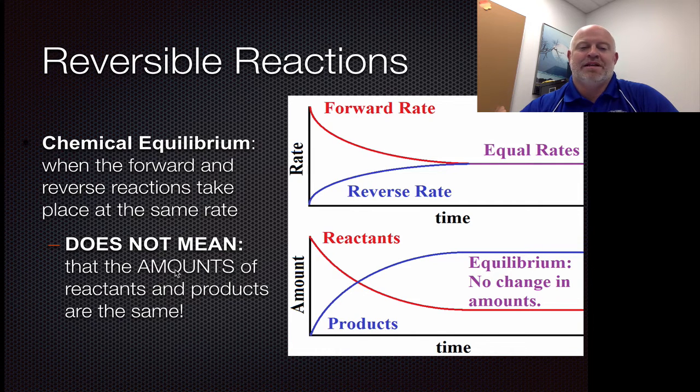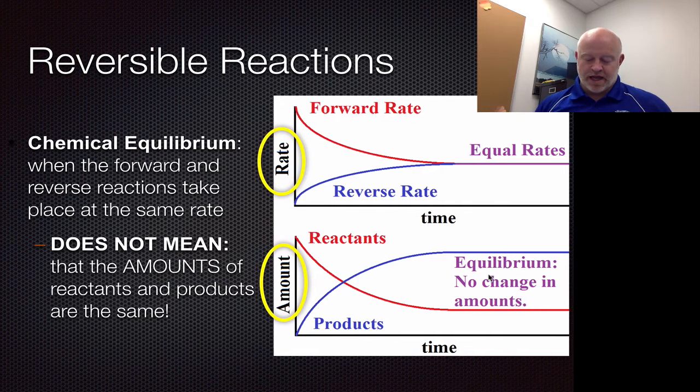It does not mean equal amounts, okay? If we look over here, if we graph rate versus time in a reaction, the purple represents equilibrium. It's when you have a flat line. So you have equal rates. Down here, if we graph the amount, when the flat line hits, we have equilibrium. The amounts don't change, but they're not equal to each other. So in this case, because we have more products than reactants, this would be considered product favored equilibrium.